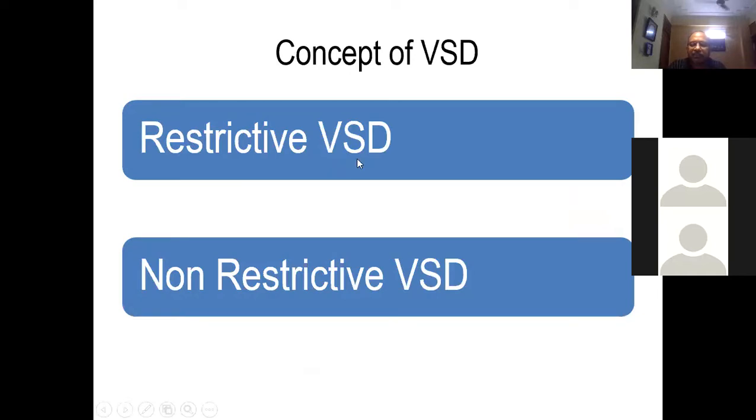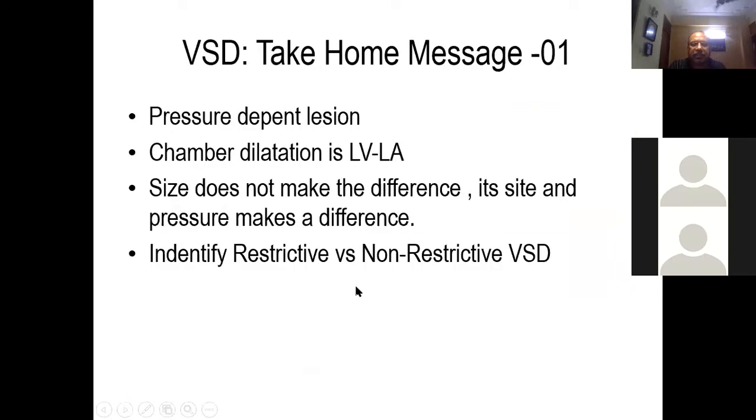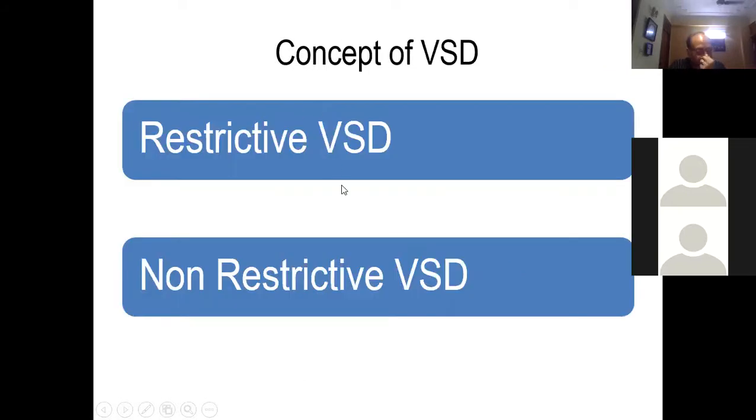What about restrictive versus non-restrictive VSD? Take home messages: it is a pressure dependent lesion, with chamber dilatation in RV, LV, LA. Size does not make a difference. It's the site or pressure that will make a difference. Now the term is restrictive versus non-restrictive VSD. I can quote an example of my patient. She lived to the age of 66 years and delivered about 11 children. And she had a perimembranous restrictive VSD. No issues.